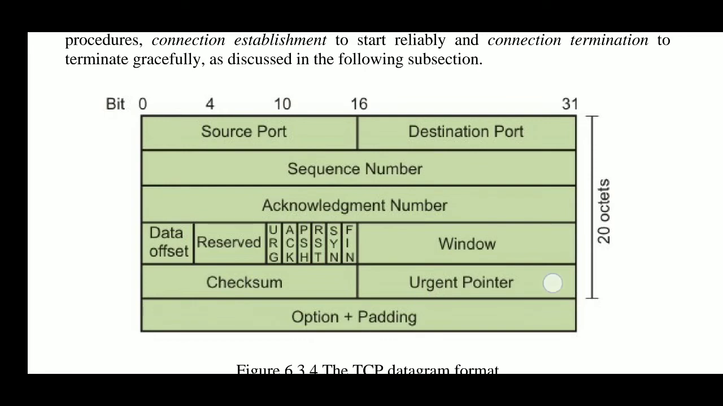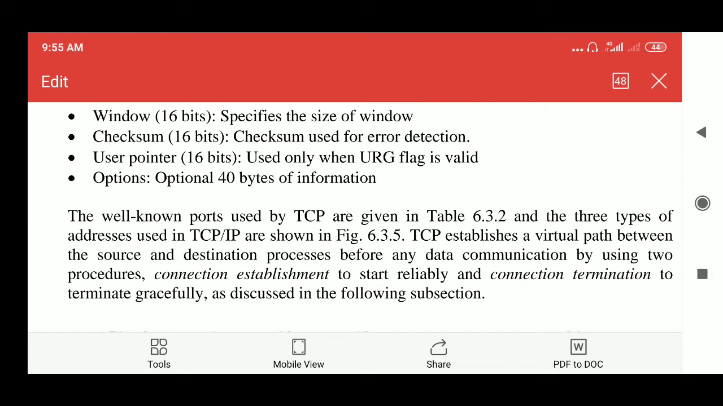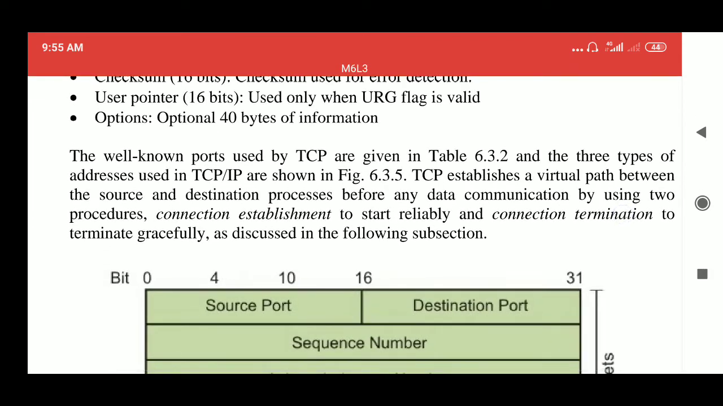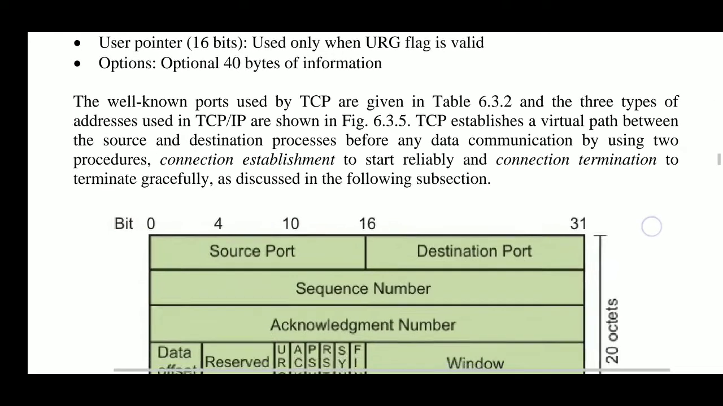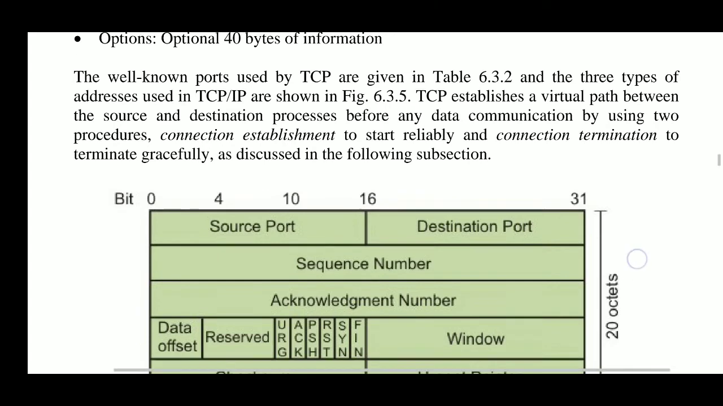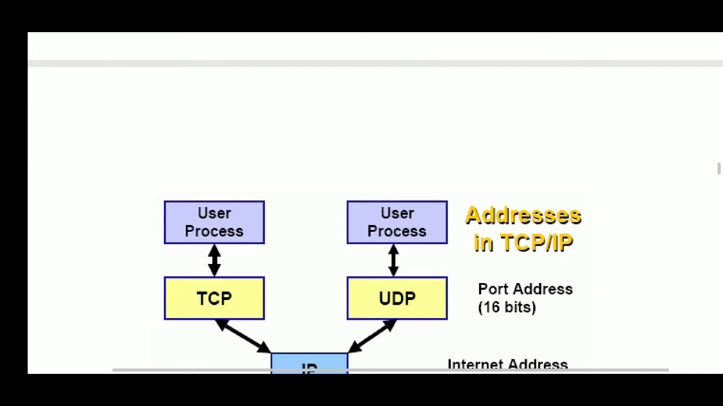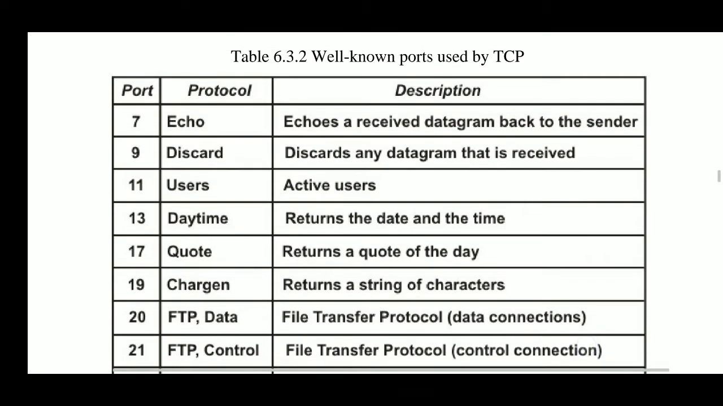Okay, so the well-known ports used by TCP are given in the table. TCP establishes a virtual path between the source and destination processes before any data communication by using two procedures: connection establishment to start reliably, and connection termination to terminate gracefully, as discussed in the following section.